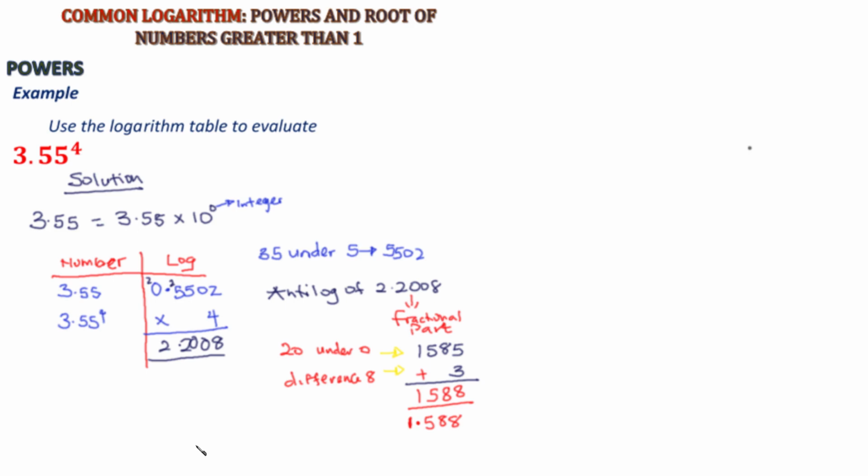You bring your antilog, that will be 1.588 times 10 raised to power the what? The integer that you left behind, that 2. Then our final answer will be 1.588 times 100, which will finally give us what?